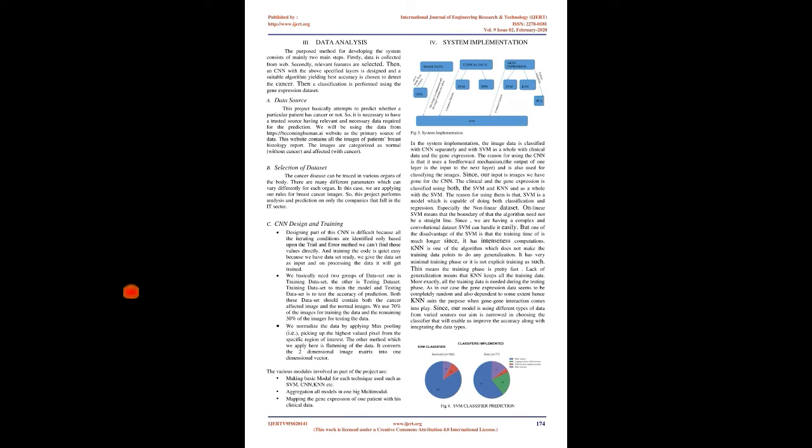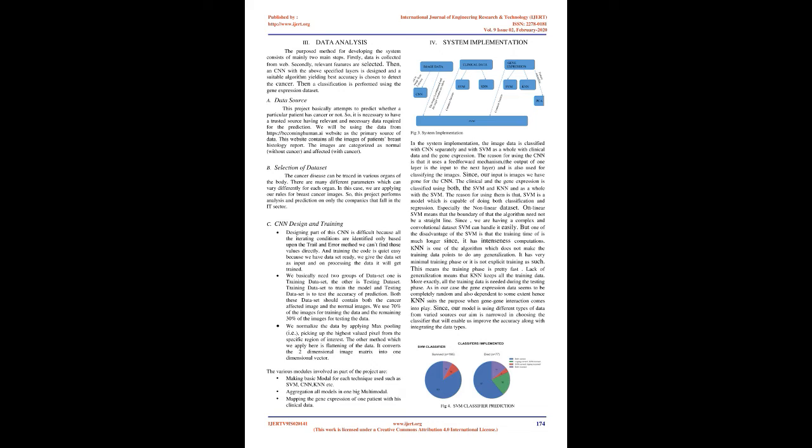We give the data set as input and on processing the data it will get trained. We basically need two groups of dataset. One is the training dataset, the other is the testing dataset. The training dataset is to train the model and the testing dataset is to test the accuracy of prediction. Both these datasets should contain both the cancer-affected images and the normal images.